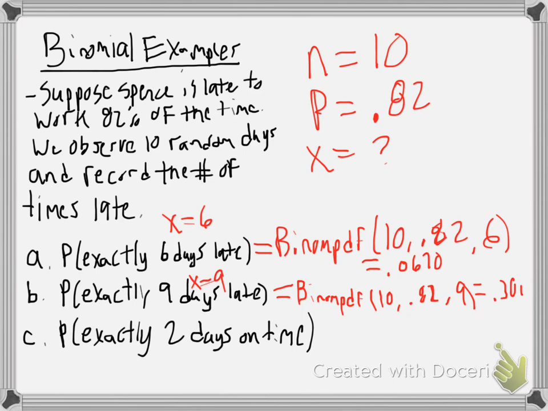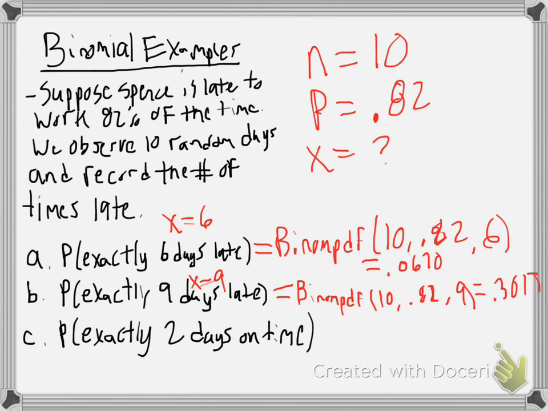Gosh, this is hard to write sometimes on this. 0.3017. So about a 30% chance that I'll show up exactly 9 days late. Okay, last one for this page. What about the probability that I show up exactly 2 days on time? Well, this is interesting. So now I'm asking about on time. There's an 82% chance that I show up late, but what about showing up 2 days on time?